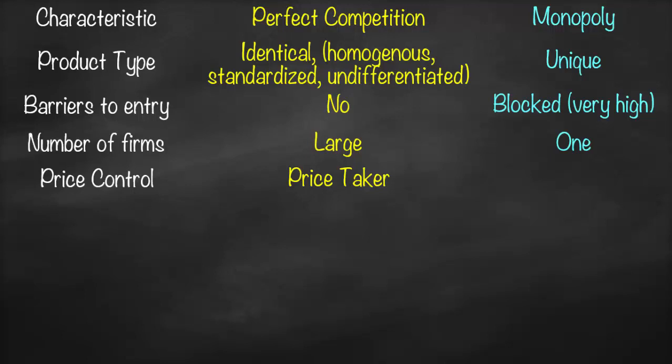While with monopoly, there is only one producer. Consequently, it will be a price maker. Whatever the price this firm decides, everyone in the market will buy at this price. Why? Because there is only one producer.